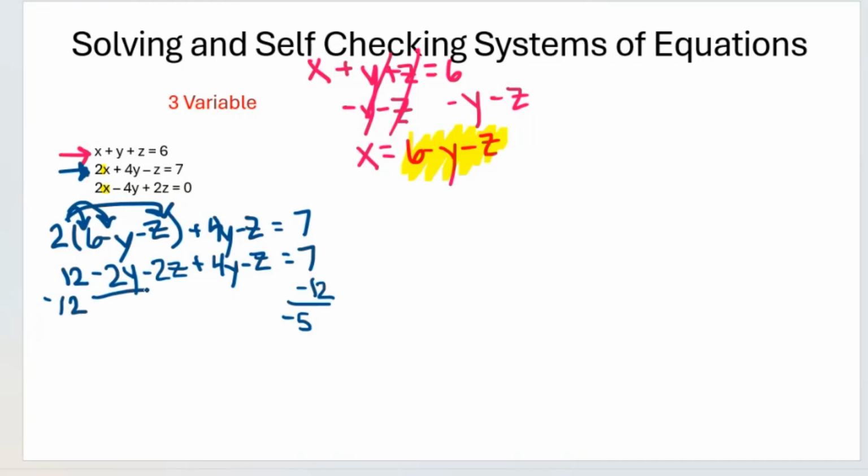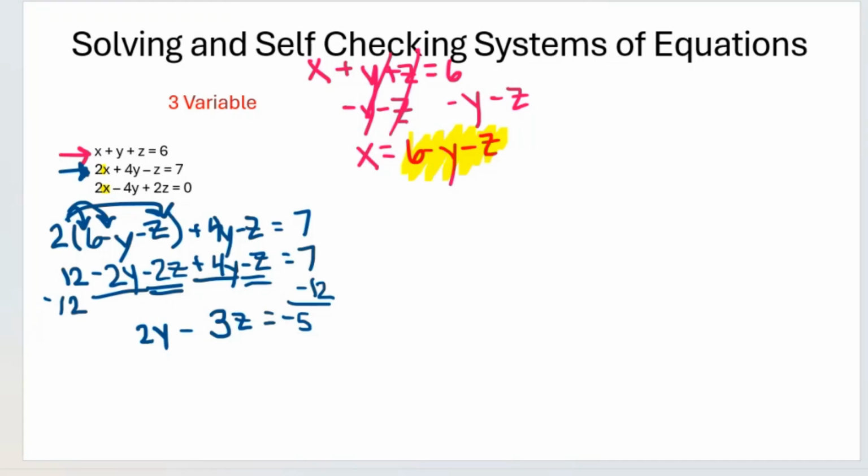And then I'm going to combine negative 2y, remember to take the sign that's right in front of it, and a positive 4y. Negative 2y plus 4y is 2y. And then I have negative 2z minus z, which is negative 3z. And now you can see I have an equation that only has two variables and not three.